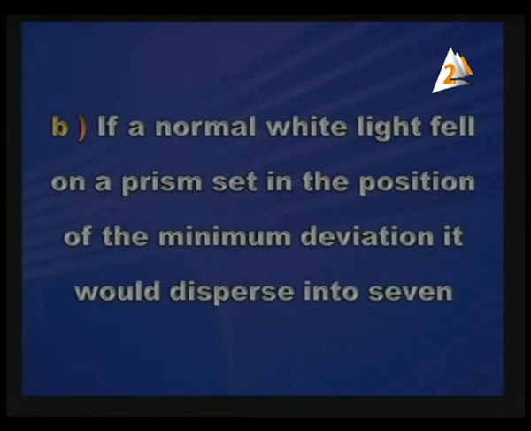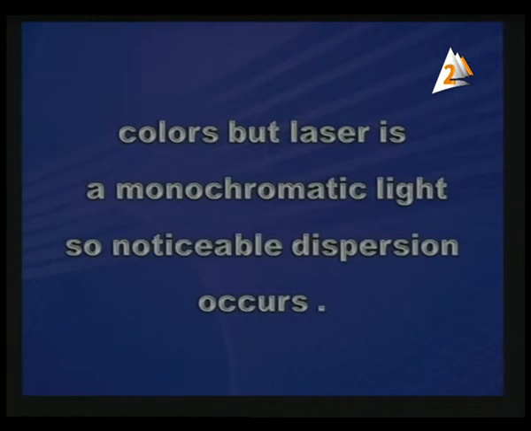The second method to differentiate between a normal light and laser is by using a prism set in the position of minimum deviation. If a normal white light fell on a prism set in the position of minimum deviation, it would disperse into 7 colors. But laser is monochromatic light, so no noticeable dispersion occurs in case of laser.